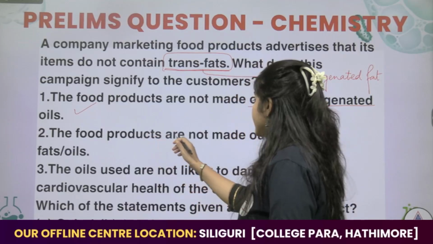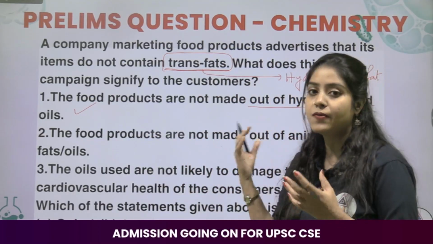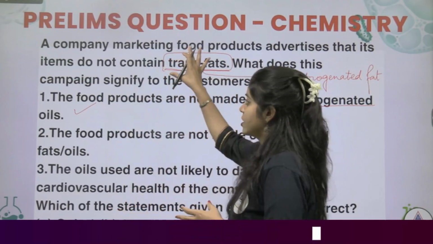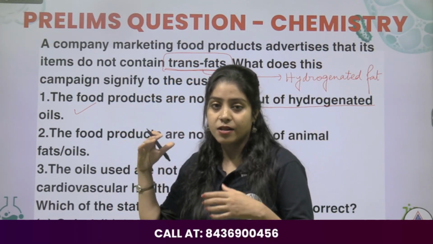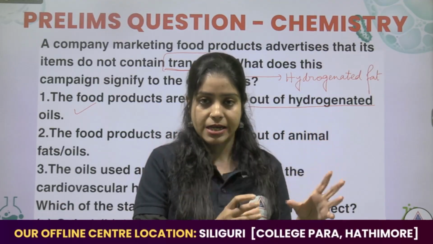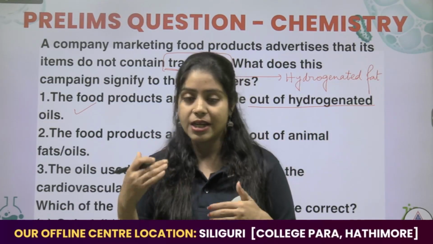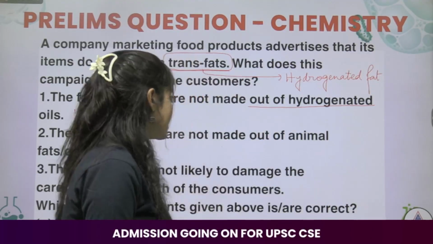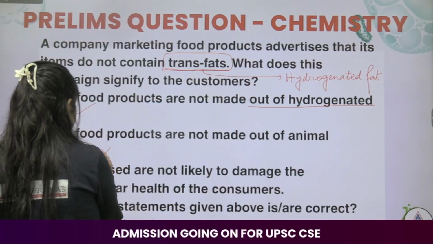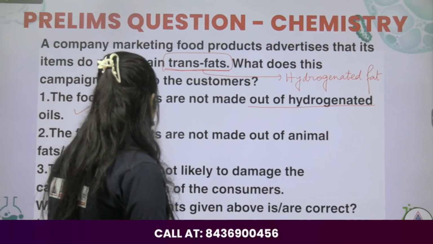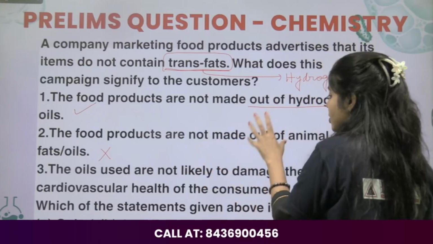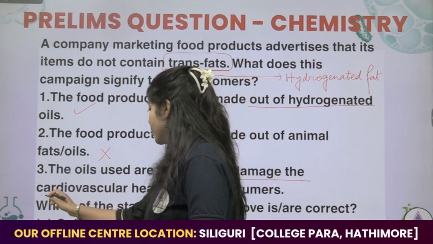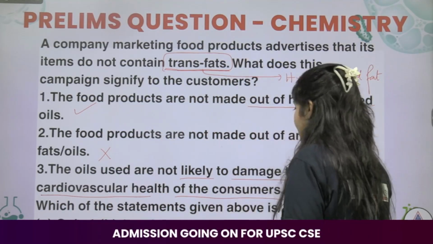Now, the food products are not made out of animal fats or oils. This is not mentioned in the advertisement. They only mentioned they do not contain trans fat, but they did not mention that the food products are not from an animal source. So this statement is not going with the advertisement. Okay, now statement number 3, the oils used here are not likely to damage the cardiovascular health of the consumers.